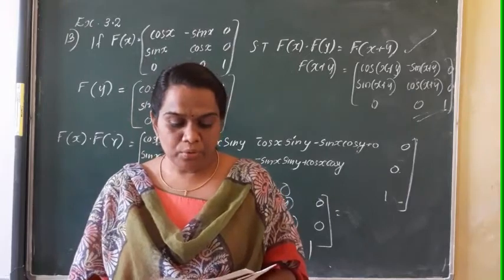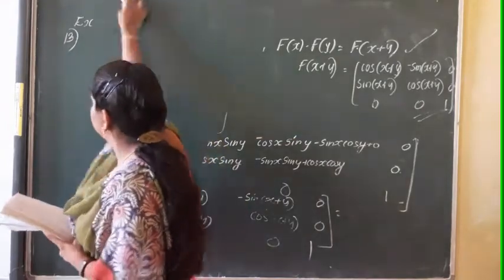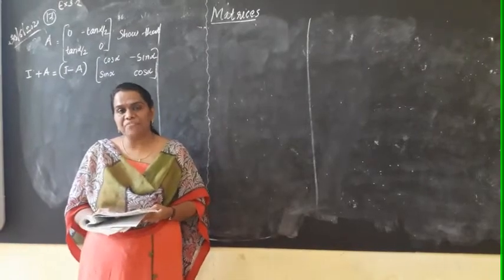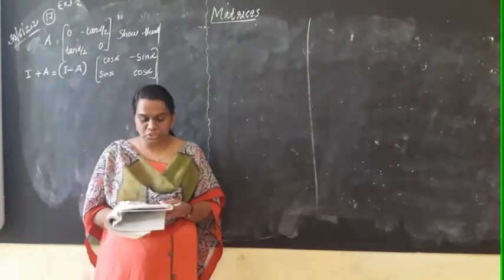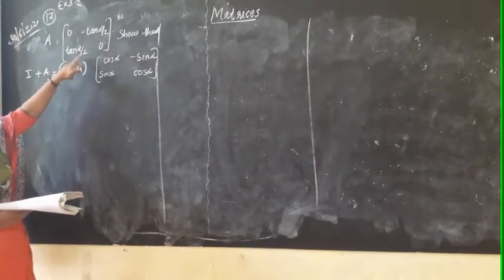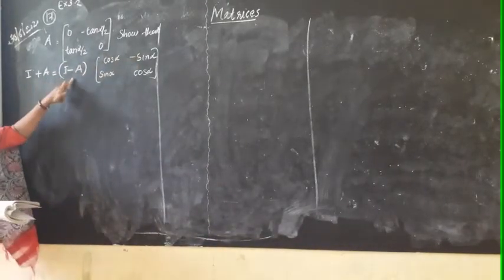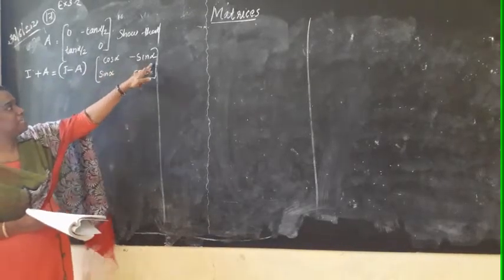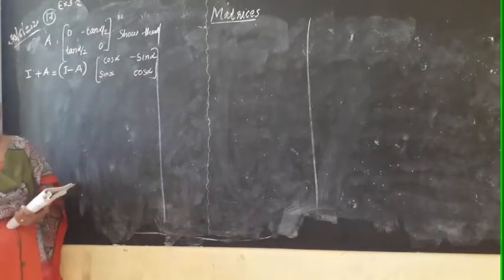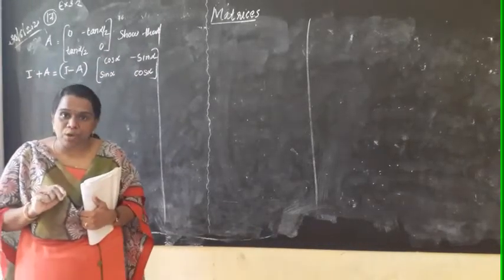Now we can move to question number 17. 17th question. Now we can discuss question number 17 of exercise 3.2. Question: if A is equal to matrix 0, minus tan alpha by 2, tan alpha by 2, 0, show that I plus A is equal to I minus A into cos alpha, minus sin alpha, sin alpha, cos alpha. Here I is the identity matrix of order 2 because these are square matrices of order 2.